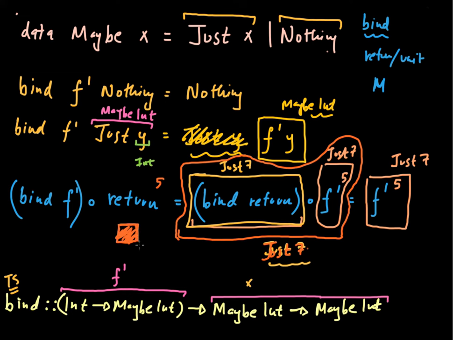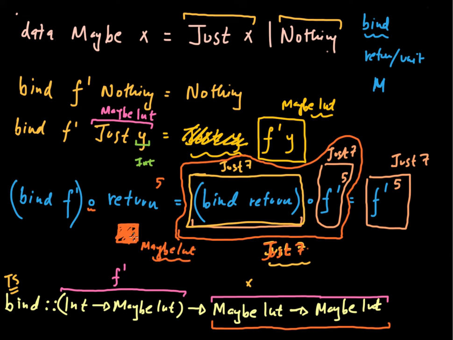of this orange box is going to be maybe an integer. How do I know that? I know that because bind of f prime expects as an input a value of type maybe integer. The type signature of bind of f prime is that piece right there. It goes from maybe integer to maybe integer. So for this function composition to succeed, the output of return could be any value, but it must be of type maybe an integer.